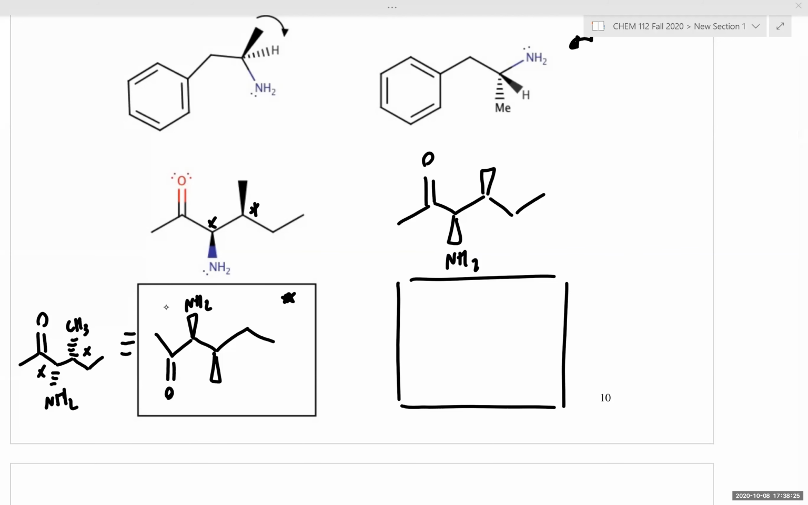Does that make sense to everyone? Does that idea make sense? Does everyone see that this is in fact an enantiomer?